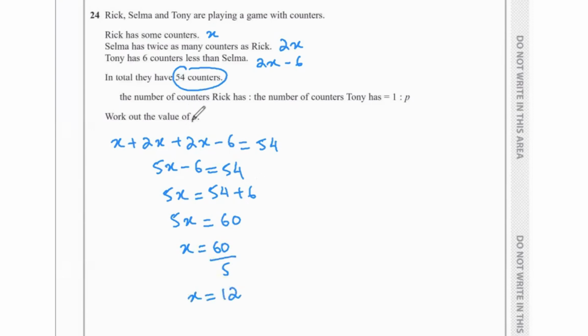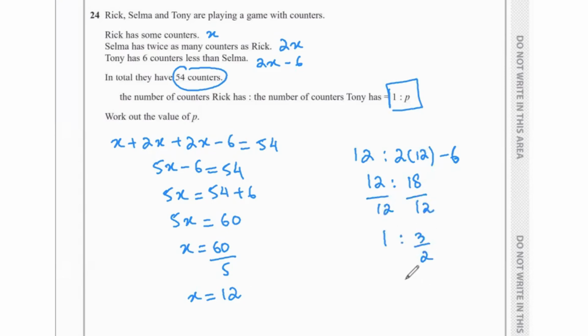Now we have to find the ratio of the number of counters Rick has to Tony. So Rick has 12 and Tony has 2 times 12 minus 6, which is 24 minus 6, and that's 18. So the ratio is given as 1 is to P. So if we divide both sides by 12, that's going to be 1 is to P by 2, or 1 is to 1.5. So your P is 1.5. That is your answer.